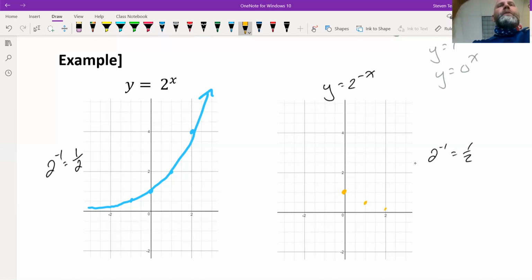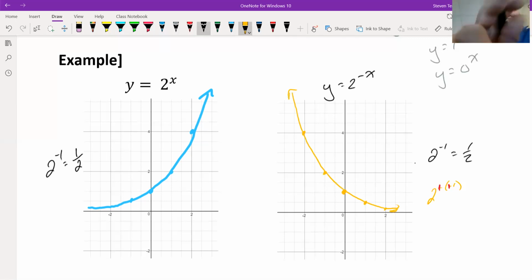Now, if I substitute a negative 1, you're going to get 2 to the negative negative 1, and you're going to get a 2 back. Negative 1 is going to give you a 2. If you plug a negative 2 in, you're going to get 2 to the second, which is a 4, and you're going to get a decreasing exponential function like so.